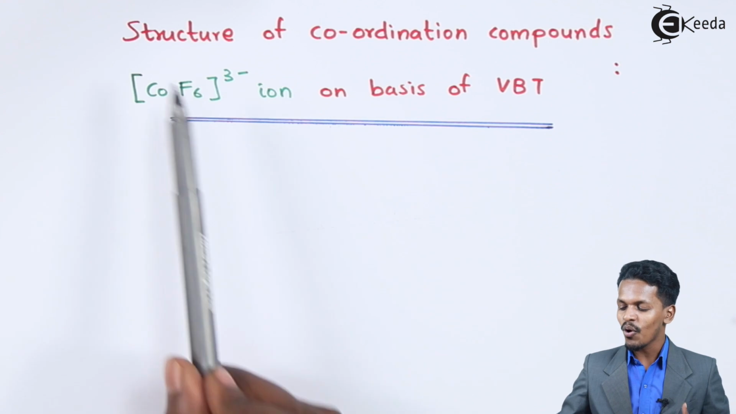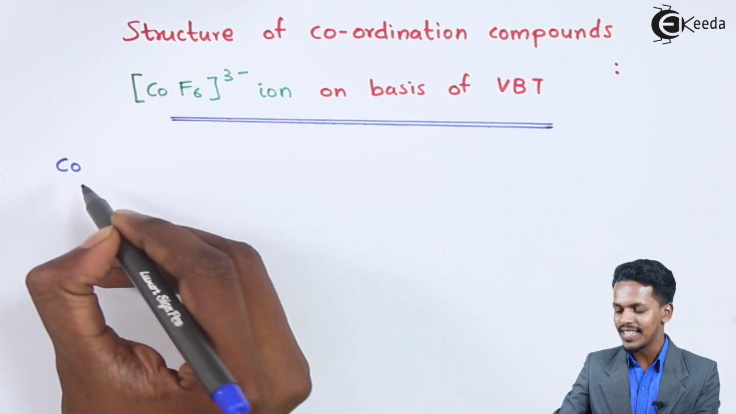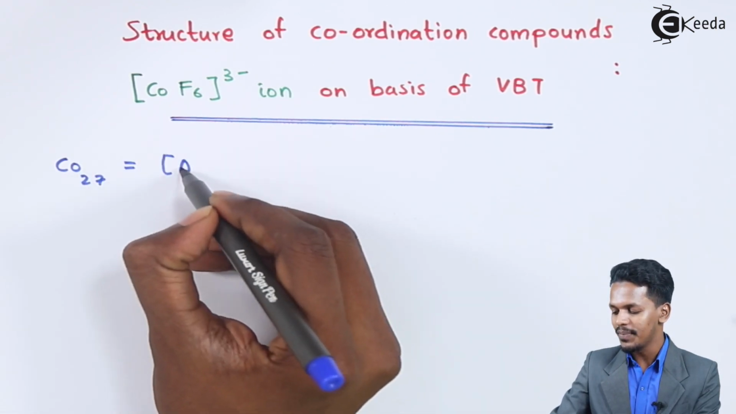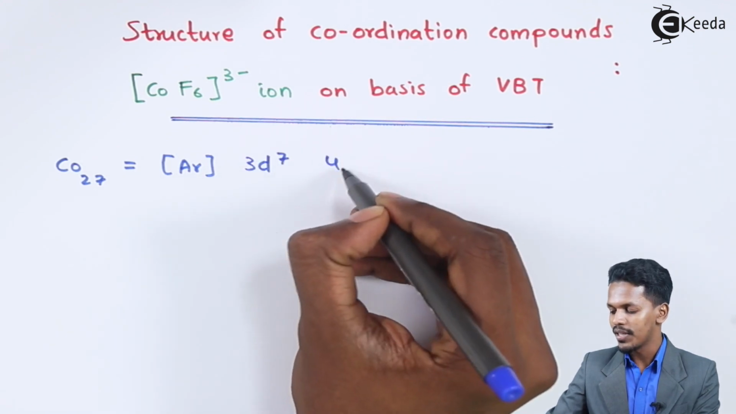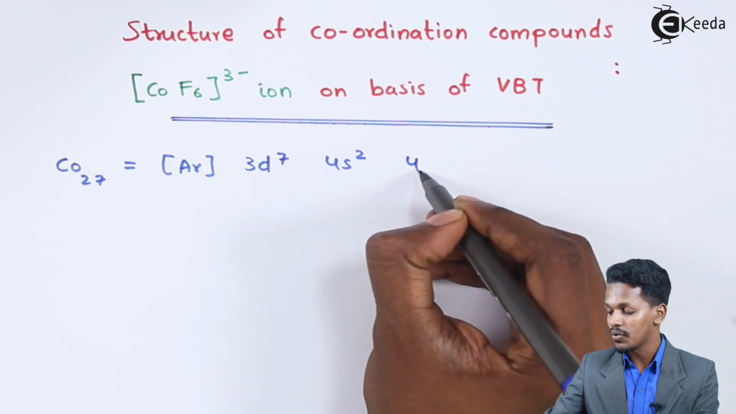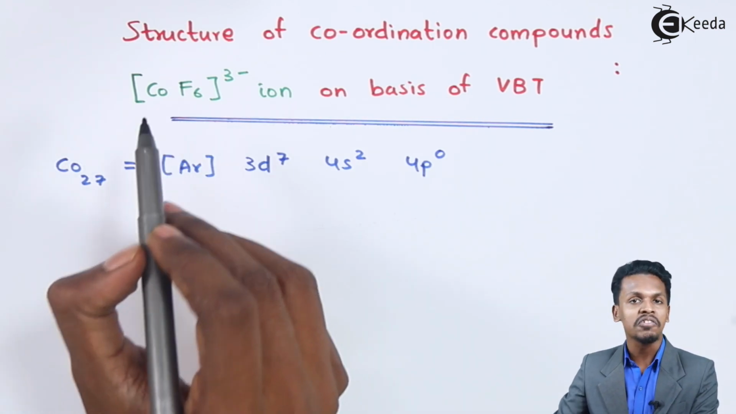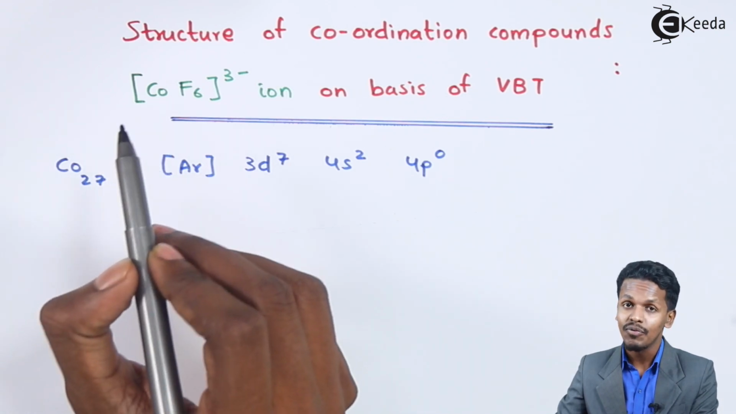So friends, here we are going to talk about the cobalt complex. Cobalt has the electronic configuration that we could write as argon 18, 3d7 4s2, and we could also write 4p0. But if we have to calculate the oxidation number of cobalt in this case, it has been found to be 3 plus.